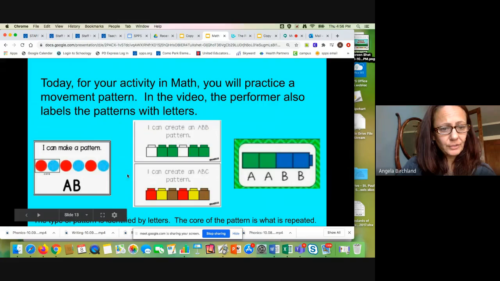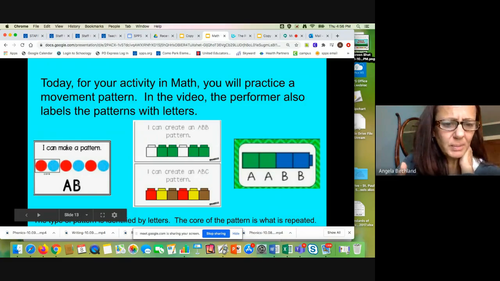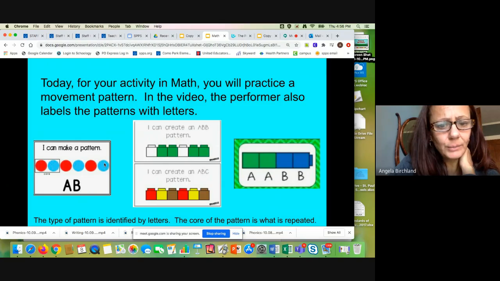So let's look at this one first. It says, I can make a pattern. And we can see the repeating portion is red, blue, red, blue, red, blue. So the core of this pattern is red, blue. The type of pattern is an A, B pattern. So each element, each piece of a pattern has a letter, but if it's the same each time, then they have the same letter. So in this pattern, the red is the A and the blue is the B. The red is the A, the blue is the B, red is the A, blue is the B.